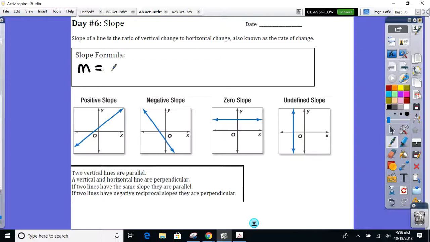Okay, you're going here. The y's are on top. Y2 minus y1 on top. Change in y always in the numerator. In the denominator, x2 minus x1. Those are your coordinates.